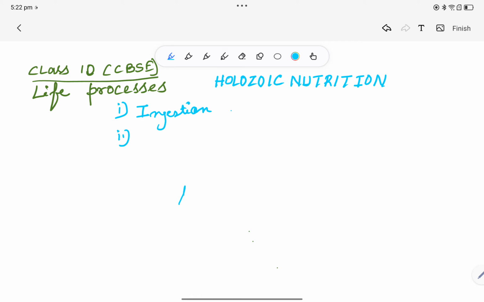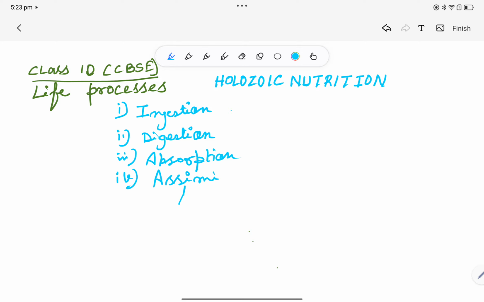Then what do we have? We have digestion. Then we have absorption. Assimilation. And the last one is egestion.